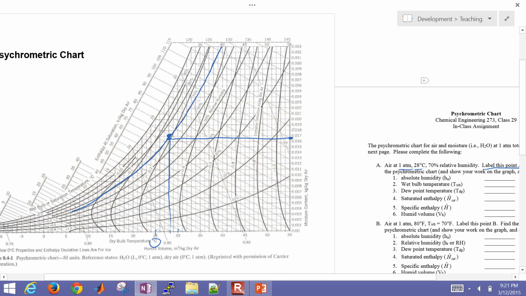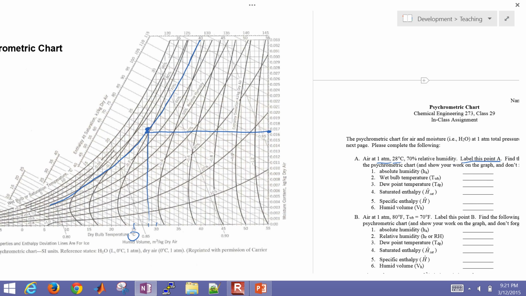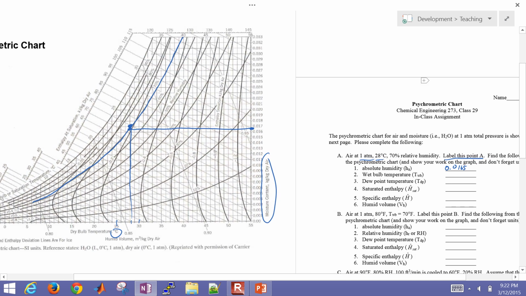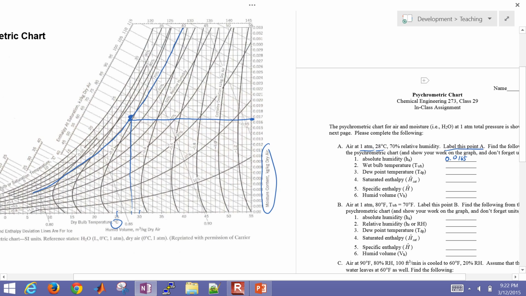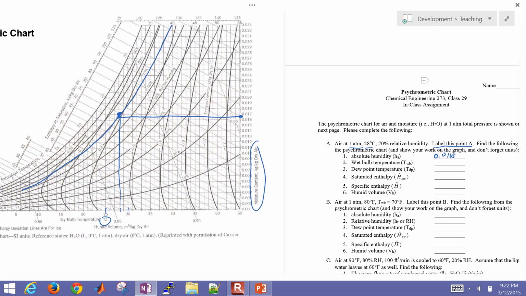Okay, and there's my absolute humidity. That's going to be the first one, and that's 0.0165. And remember, this is at 28 degrees Celsius, so that's going to be kilograms per kilogram dry air, or it's also going to be pound mass per pound dry air. It's the same thing, pound or kilogram, just a ratio of the two.